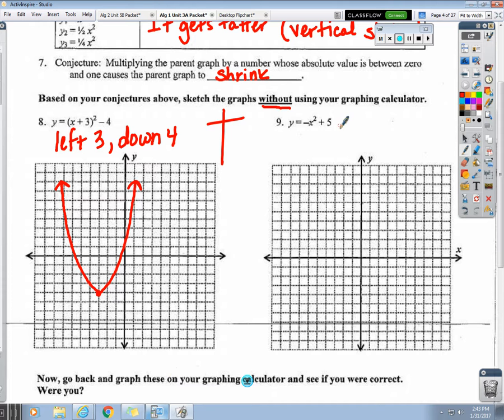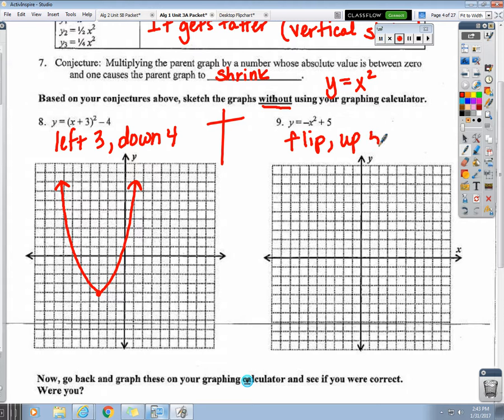Okay, so now let's look at this one. What are some things you notice? How is it different than just your y equals x squared? What's added to it? What's different? We have a negative, and what does that do to the parabola? It'll flip it, correct? And then what does this plus 5 do to it?